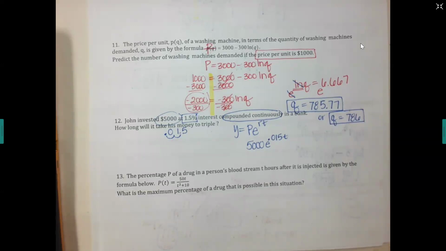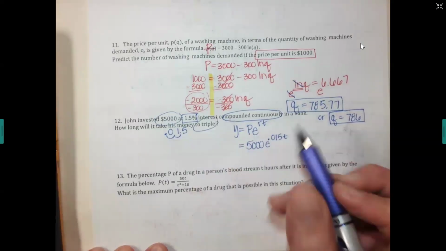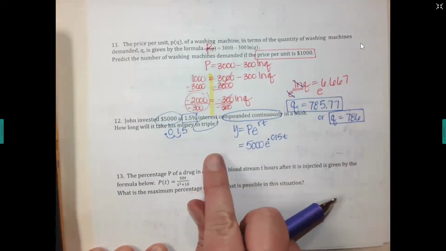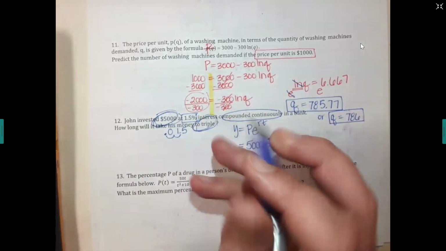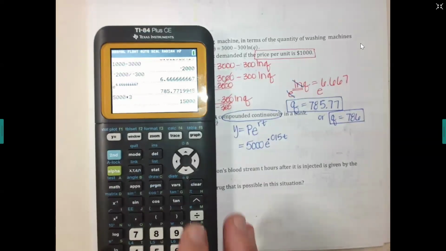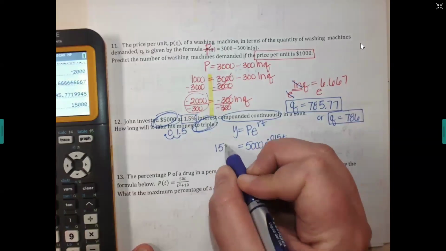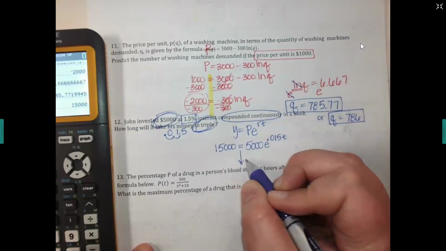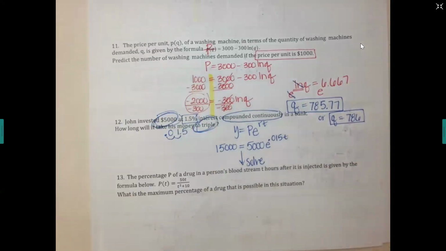Okay, then it says it wants his money to triple. So then you would say, well, I need to triple that and put that number here. If he has 5,000 and he wants to triple it, that would be 5,000 times 3, which gives me 15,000. And then from there you would solve, which you should know how to do.